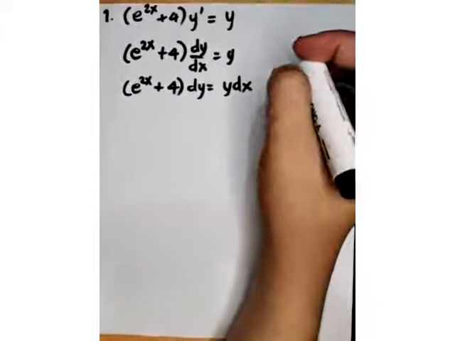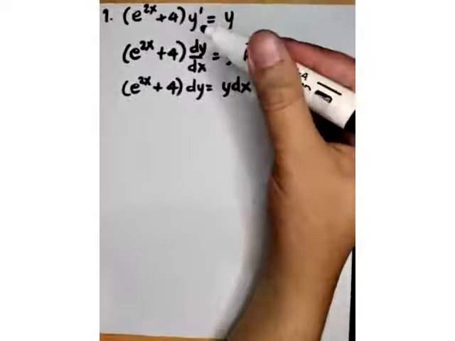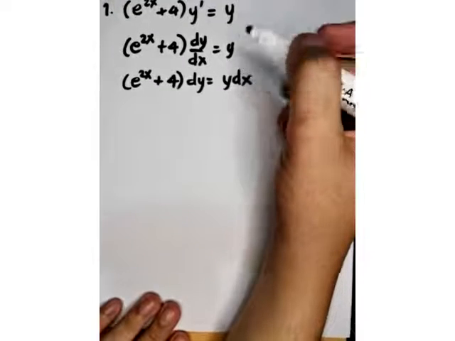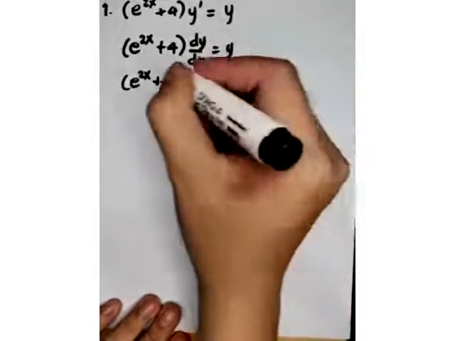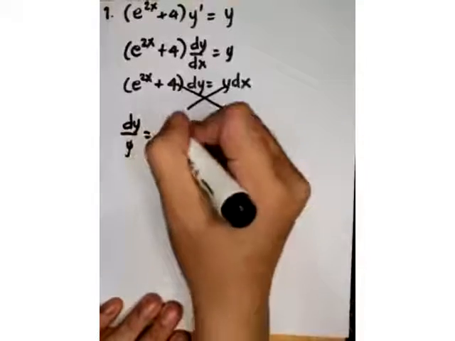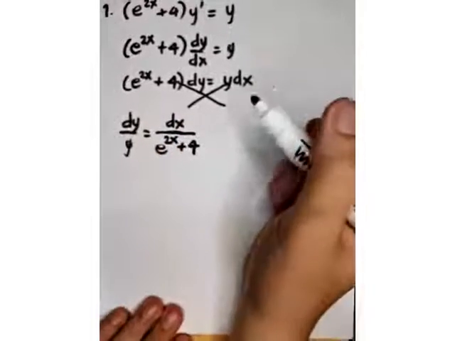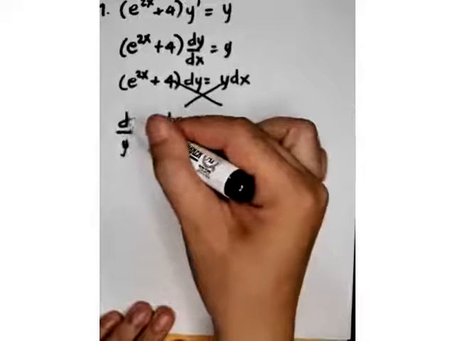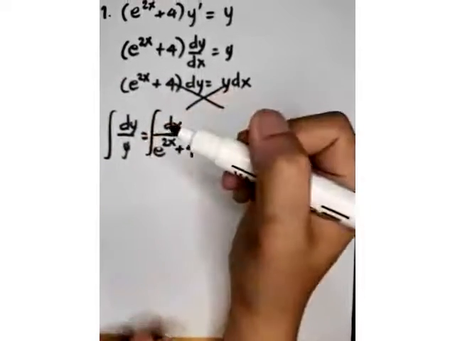Okay class, do you think it is separable or not? Can we separate all the x together and all the y together? So, it can be done. For example here, this is dy, so the y should go with it. This is dx, with all the x. So, what I will do is cross multiply. Therefore, we have dy over y equal to dx over e raised to 2x plus 4. Okay, since they are separated, everything here is dy and y, and everything here is dx and x. Oh, it is separable. And after doing that, we can now integrate.